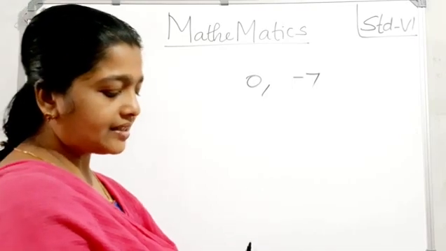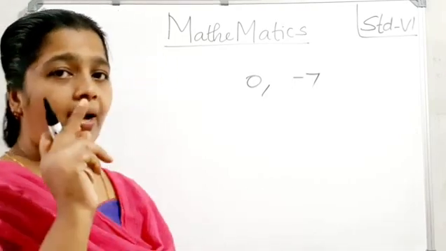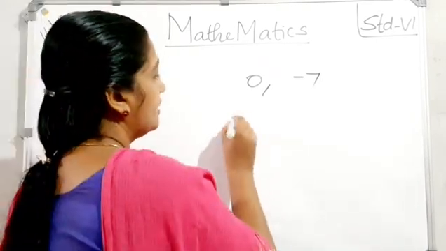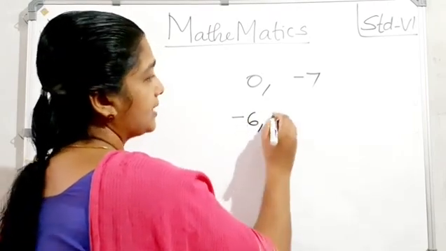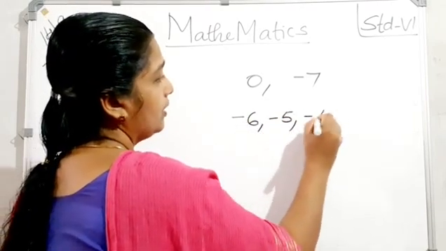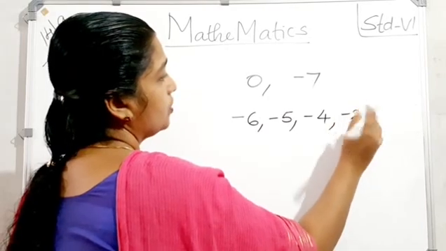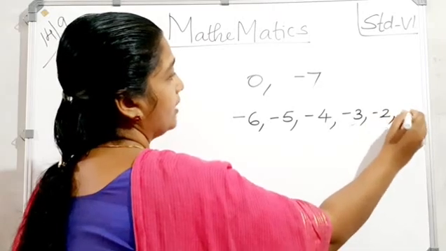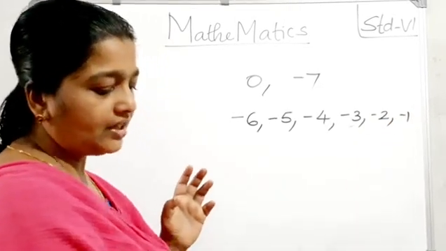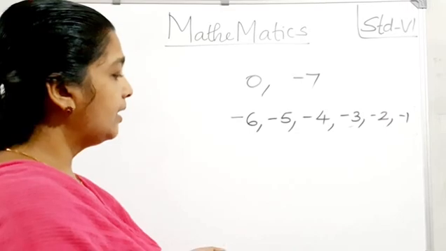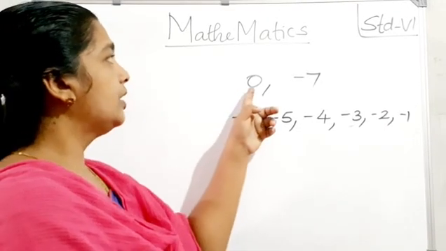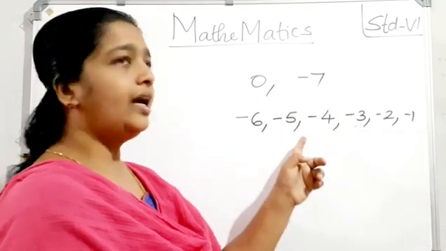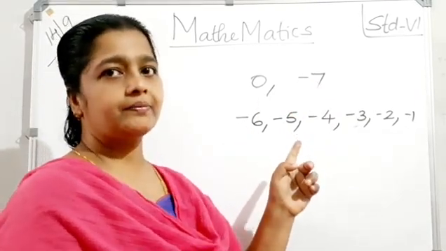Say the answer, increasing order. Yes. So you know minus 1 is the greatest negative integer. So from here, increasing, smallest number minus 6, next minus 5, minus 4, minus 3, minus 2 and minus 1. Then between the given pairs, understand? Therefore between 0 and minus 7, this is the increasing order.